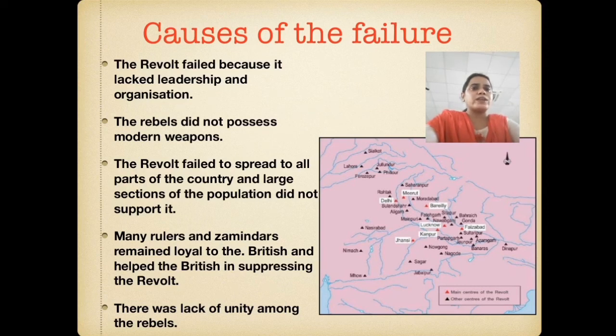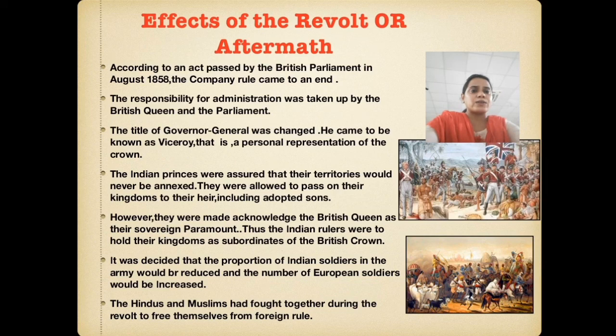They were joined together by a common feeling of hatred against foreigners, and when the British power was overthrown from their area, they did not have any forward program. They were confused, so there was confusion about the objective of the revolt. So these all were the causes of the failure of the revolt. Now we will discuss what were the effects of the revolt or aftermath.